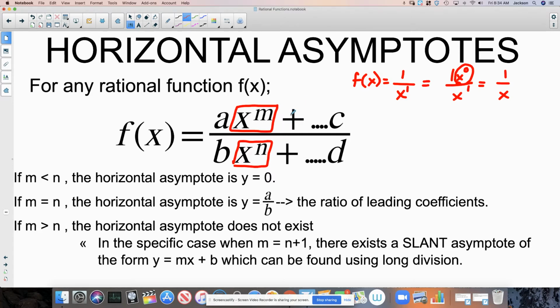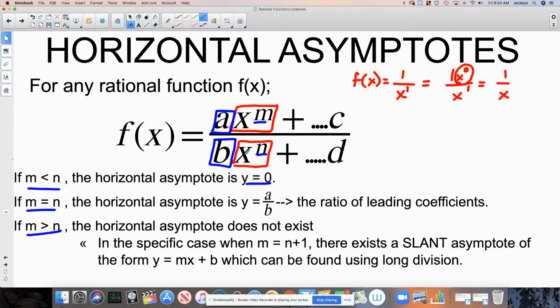Now, we're not really concerned with anything else that comes after this. So I know I wrote C and I wrote D, but that's immaterial. What we're really concerned with is two values: the values of the degree in the numerator and denominator, and the values of the leading coefficients. The test for horizontal asymptotes deals with these degrees, what we're calling M and N. So we would say if m is less than n, so if the degree of the numerator is less than the degree of the denominator, the horizontal asymptote is automatically y equals 0.